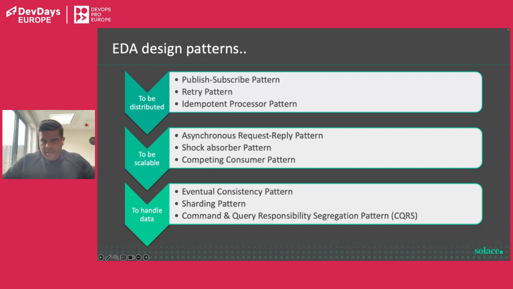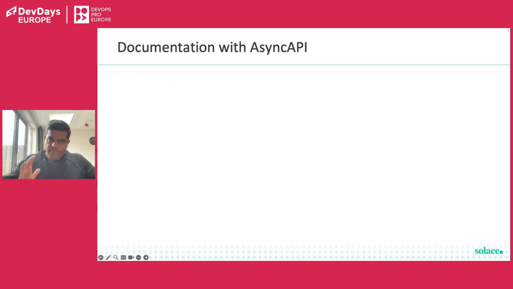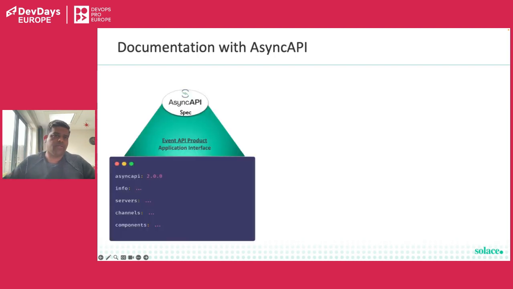Okay. So before, we spoke about how you will document your applications, your events, your schemas, producers, and consumers. We do that with AsyncAPI. AsyncAPI is a specification that's used to describe and document message-driven APIs in a machine-readable format. It's protocol agnostic, so you can use it for APIs that work over any protocol.